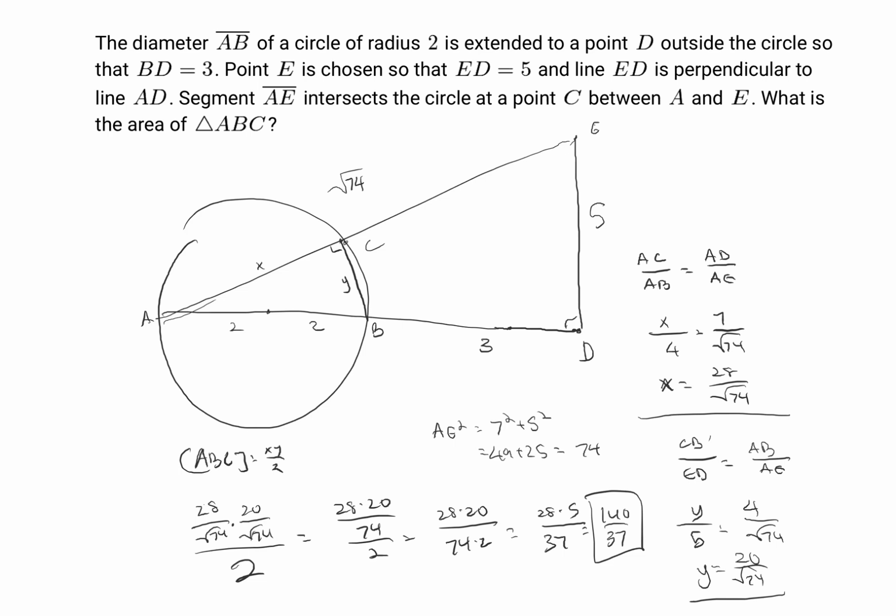$28 times 20 over 148. So basically, you just have to multiply it out to get to here. It's just arithmetic, so I don't think I need to explain it. But it might be a little bit hard working with the radicals and multiplying and dividing with radicals. But does anybody have any questions on how we got here?